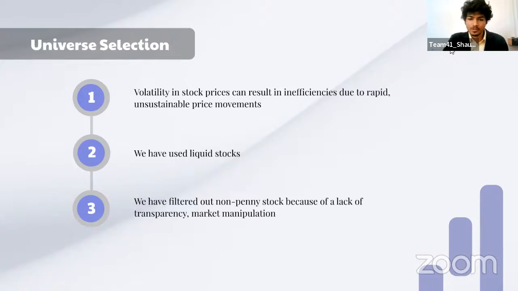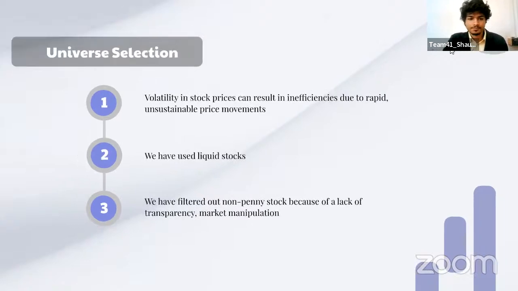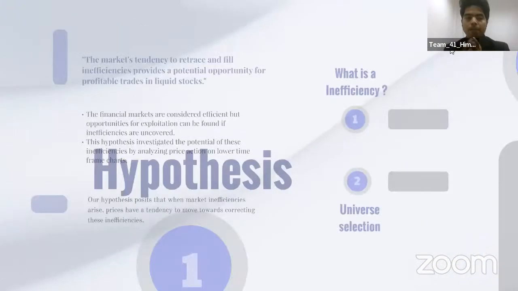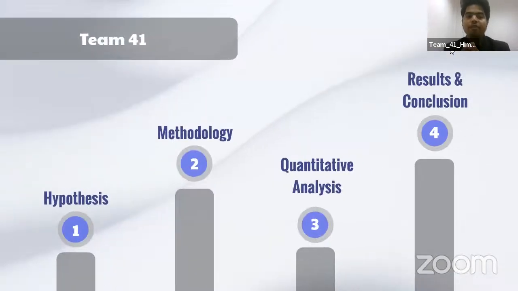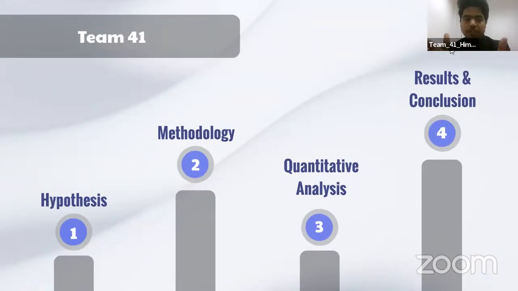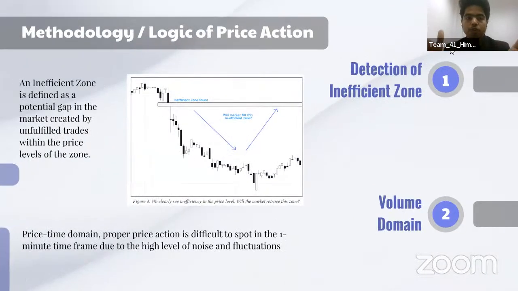Now we move to methodology. So hi, I am Himanshu Kumar. And now that we have a clear goal to exploit the inefficiency, and Shaunak has formally introduced you to the concept, you can see an inefficient zone, and the question is: will price retrace back to this zone? So let's go for the first, detecting this inefficient zone via the price action approach.